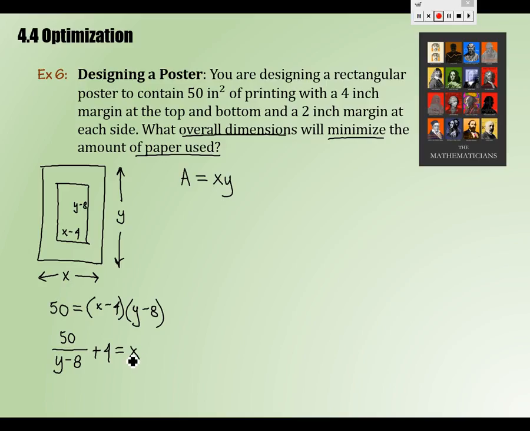Yeah? And now I think you can see at this stage in the game, we've done this kind of move a couple times. It feels a little different here, but make a replacement up there so that you have an area of the overall poster that's just a function of y now, right? And then finish the problem.